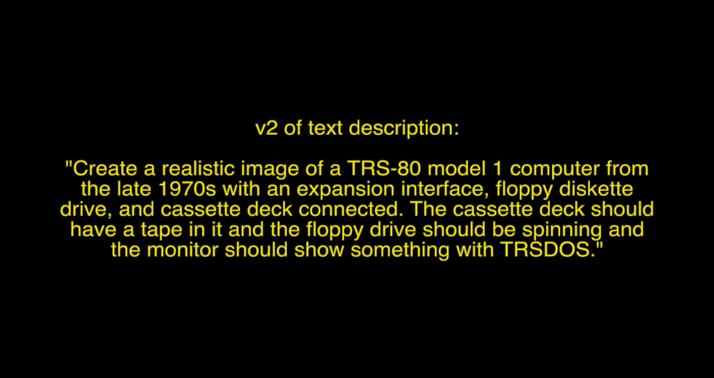So I decided to improve my text description. Here I said, create a realistic image of a TRS-80 Model 1 computer from the late 1970s with an expansion interface, floppy diskette drive, and cassette deck connected. The cassette deck should have a tape in it and the floppy drive should be spinning and the monitor should show something with TRS-DOS. This is a much more comprehensive description. Let's see how they do.